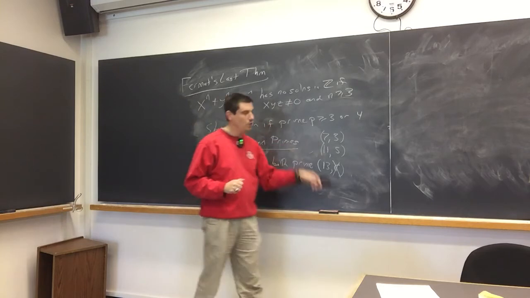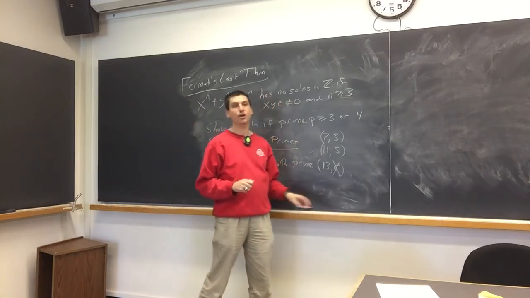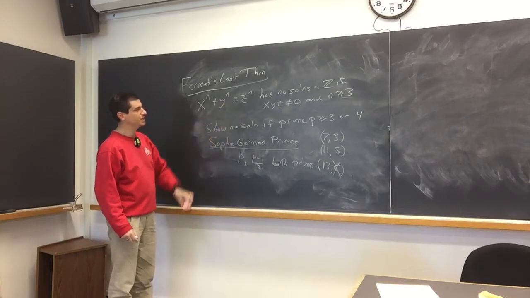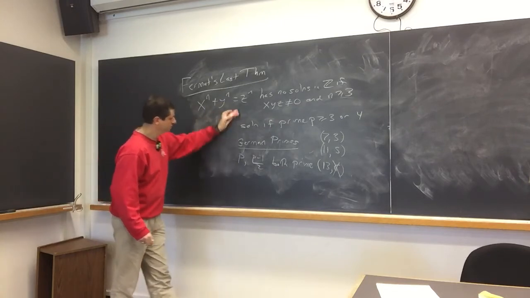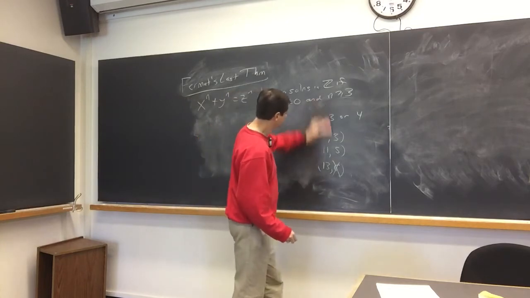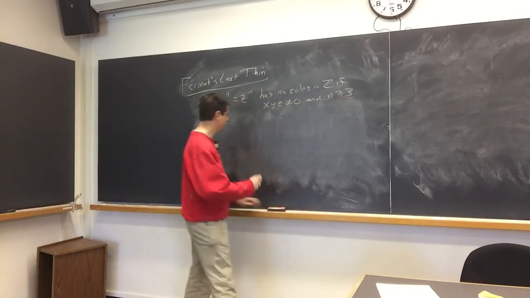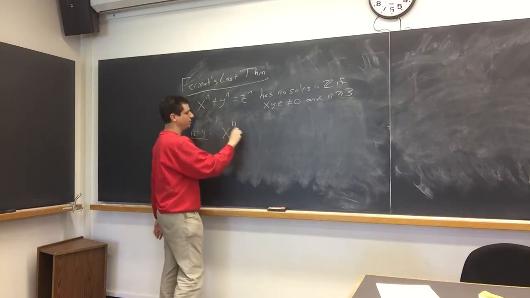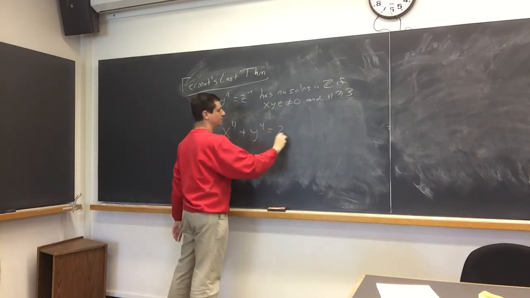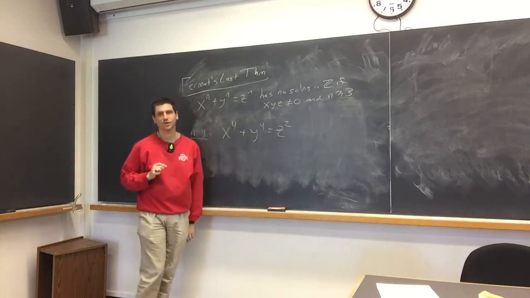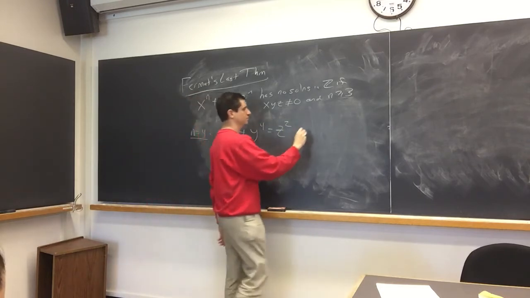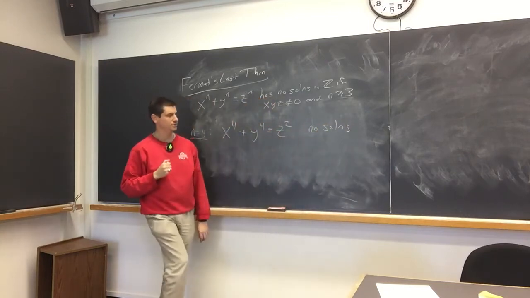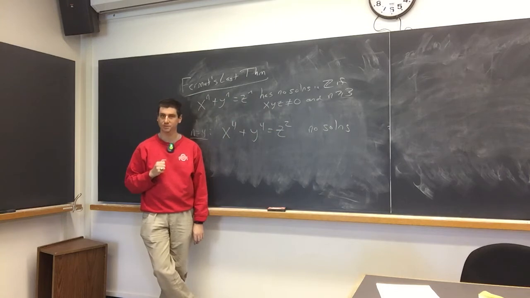But that is one way people attack things like Fermat's Last Theorem: they try to look for special primes. What we will concentrate on today is the case n equals 4. So we're going to study n equals 4. And we're going to do a little bit more. We're going to look at x to the 4th plus y to the 4th equals z squared, and we're going to show that there are no solutions.